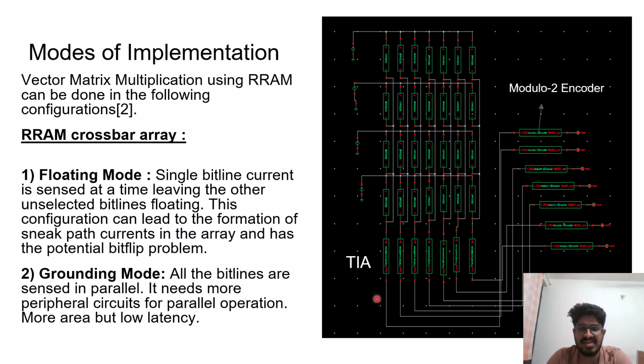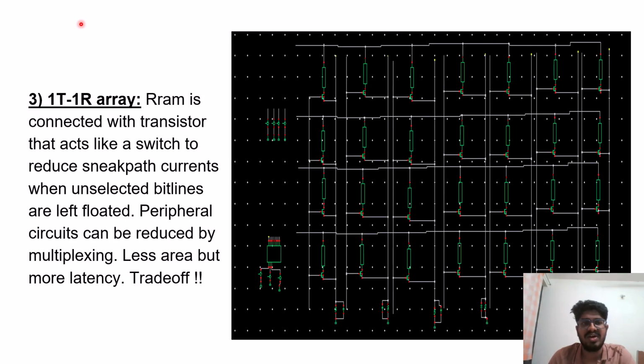So we can inherently see that in this configuration, grounding mode provides low latency. All the outputs come at a time. While in the floating mode, only one bit line is accessed at a time. So it will have more latency, but the area of the peripherals is greatly reduced. Now, this is the 1T1R architecture of Hamming code implementation or vector matrix multiplication.